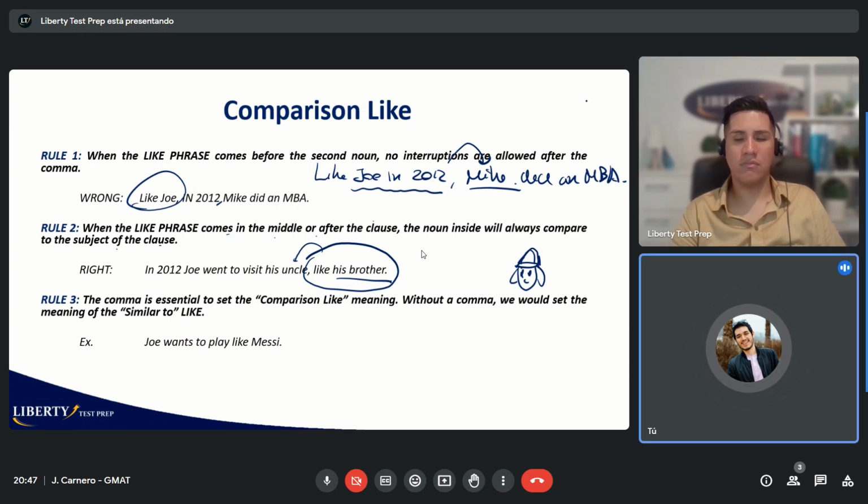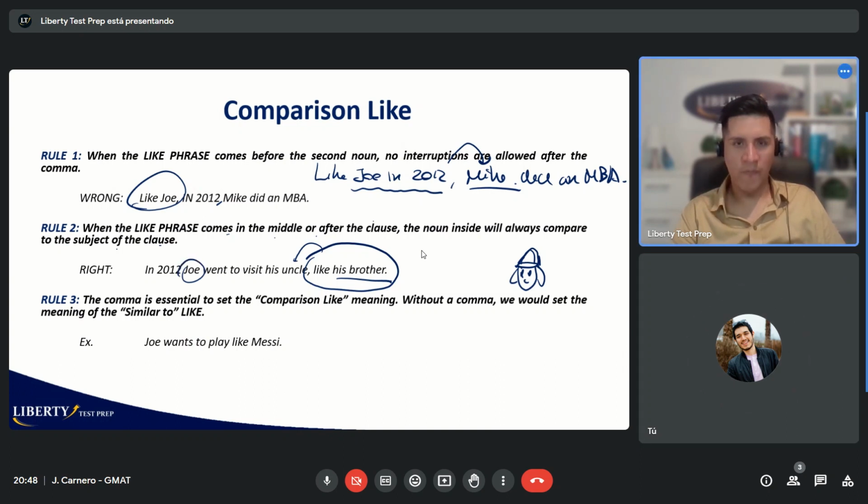The subject of the clause is Joe, right? So in this case, it is pretty clear that they want to compare brother to Joe. So that's fine. It's clear. There is no ambiguity. Some people will say it's ambiguous. Why? Because brother is touching uncle, and also you want to compare to Joe. But no, it's clear because the theory tells you whenever you have like at the end, it will compare to the subject. Pretty easy.